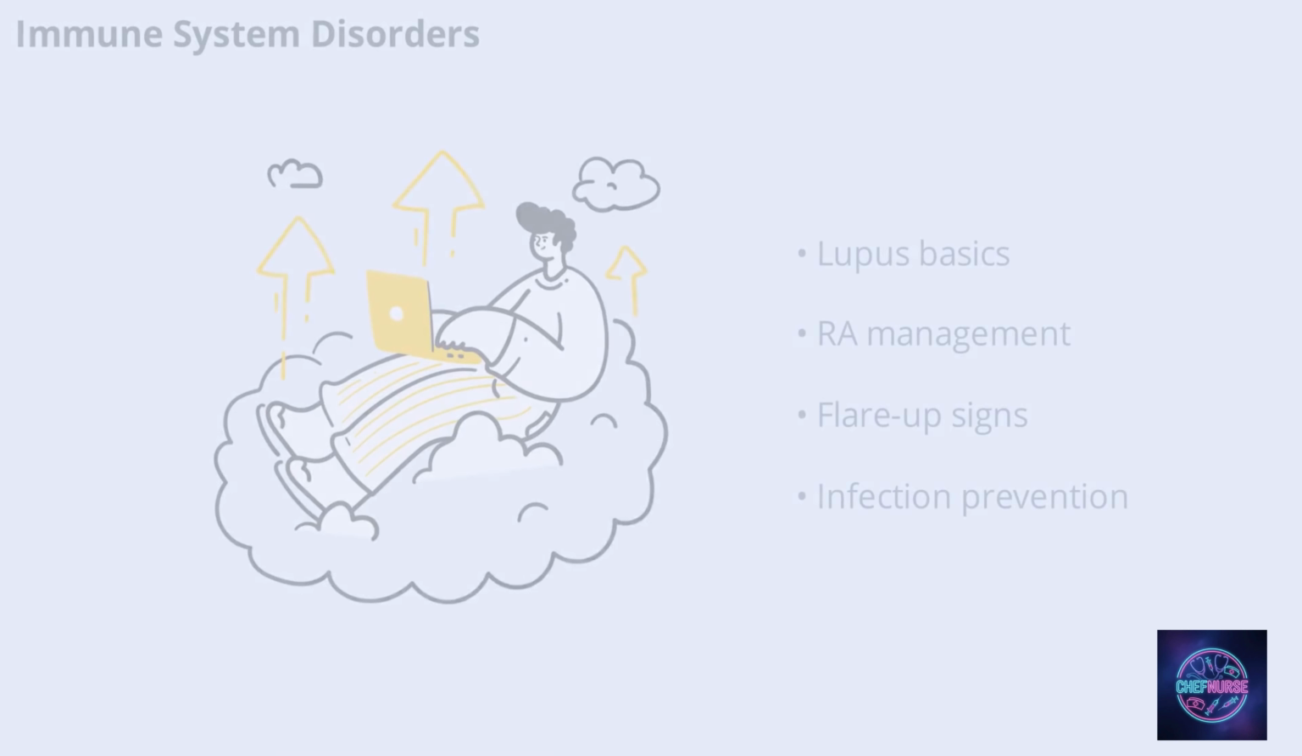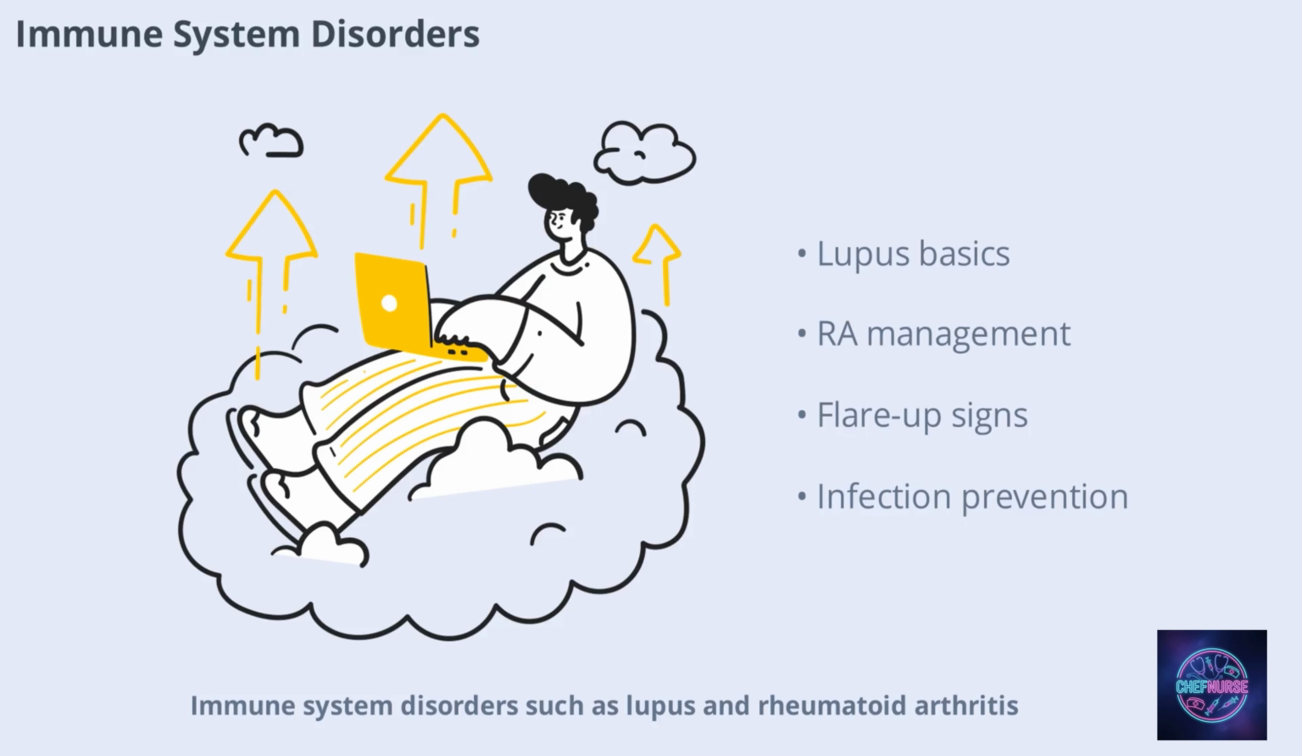Immune system disorders such as lupus and rheumatoid arthritis are important adult health topics. For the NCLEX, focus on assessment findings, priority interventions, and patient education. Know the signs of flare-ups, the importance of medication adherence, and strategies for managing symptoms. Patient education on infection prevention is also crucial.